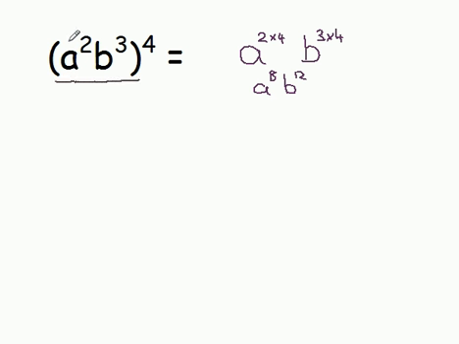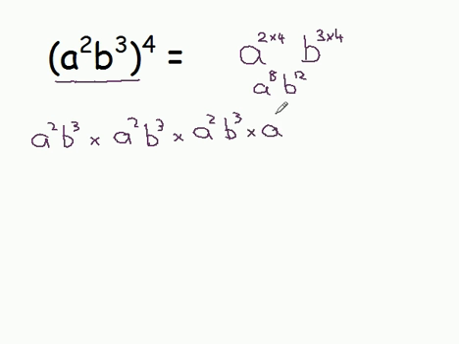This thing in brackets, there's 4 of them all multiplied together, so let's write those out. A squared b cubed times a squared b cubed times a squared b cubed. You can see why you don't want to do this for any length of time. Okay. Right, so should we spread these out? Why not? Let's do that.